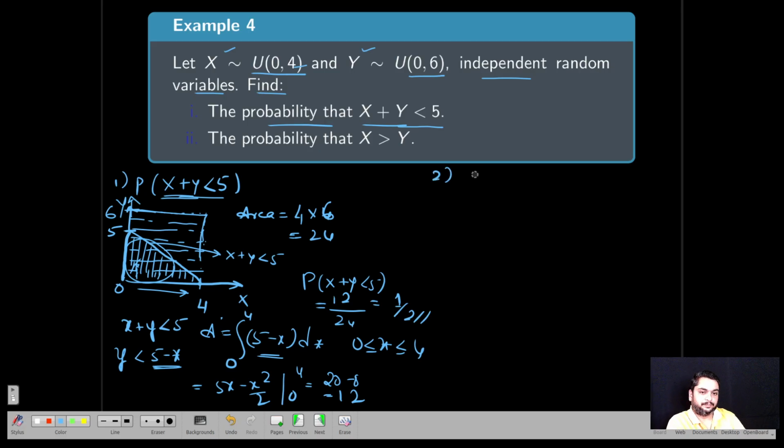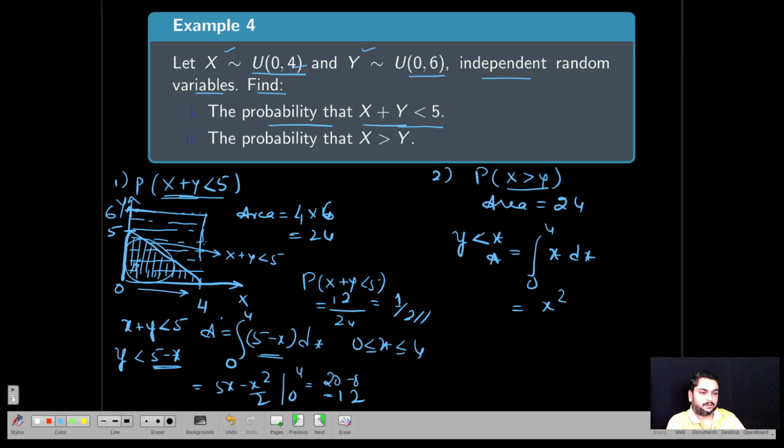Now similarly, P of x greater than y. Same concept. The entire area bounded by these distributions is 24. What is the area bounded by the line x greater than y? For simplicity, let us convert it into y. X is greater than y means y should be less than x. So again integrate, the area under this will be the integral of x dx, with x again from 0 to 4.